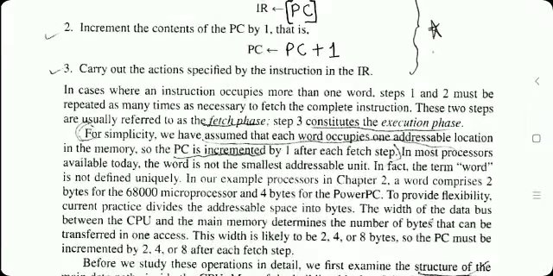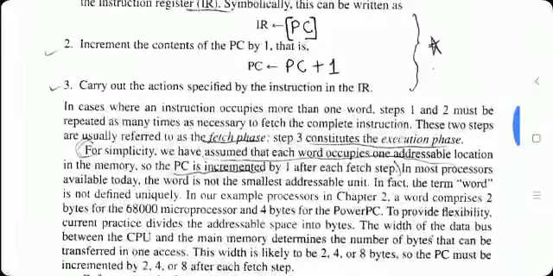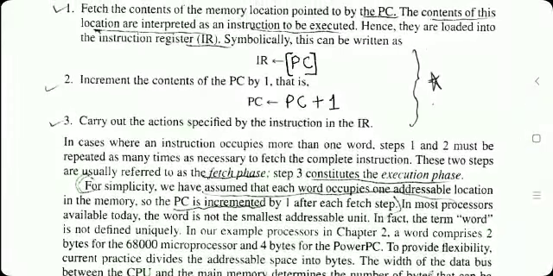So this is the main processing of our program. Fetch the instruction, then store that instruction into the IR, then increment the contents of the PC by 1, and carry out the actions specified by the instruction. Next part will be explained in the next lecture.